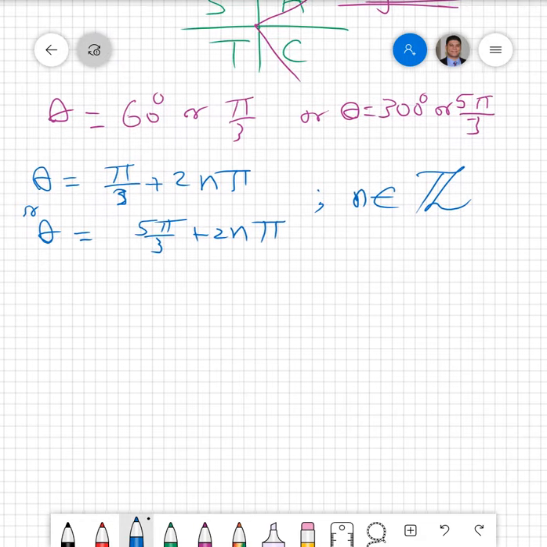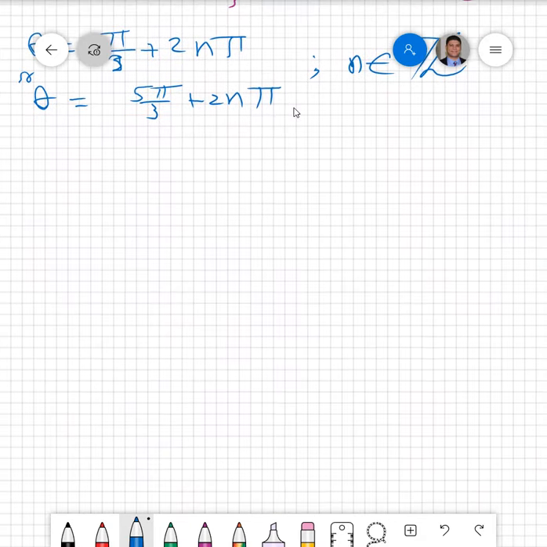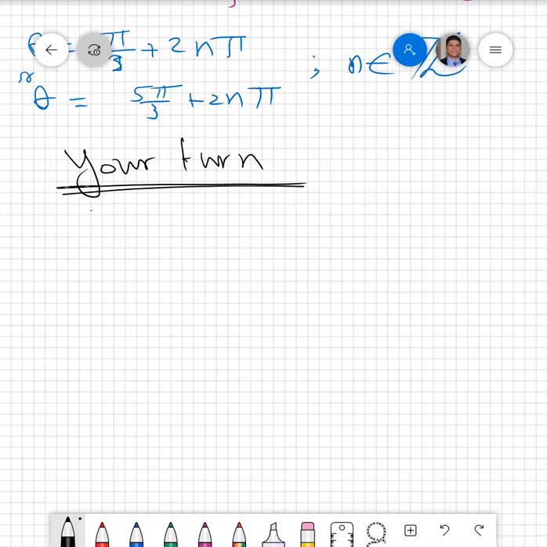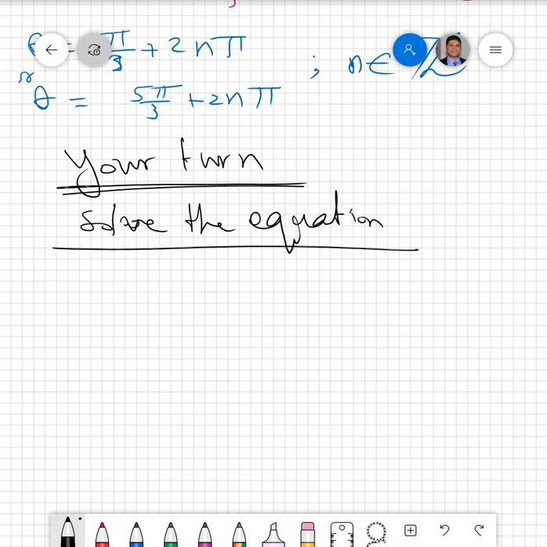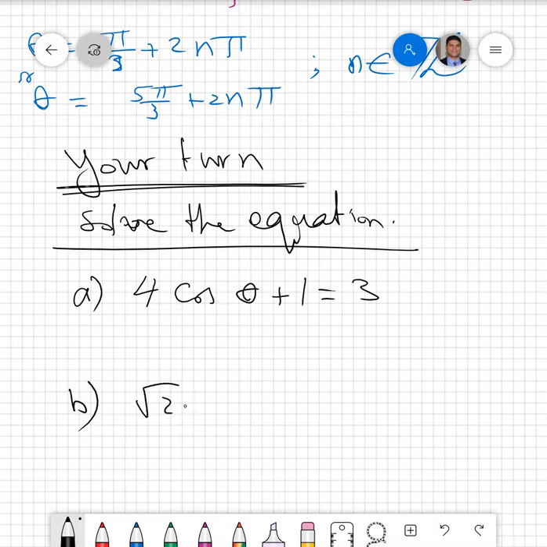Now, your turn. Solve the following equation: cotan 4 cosine theta plus 1 equal to 3 radical 2 sine theta minus 1 equal to 0.